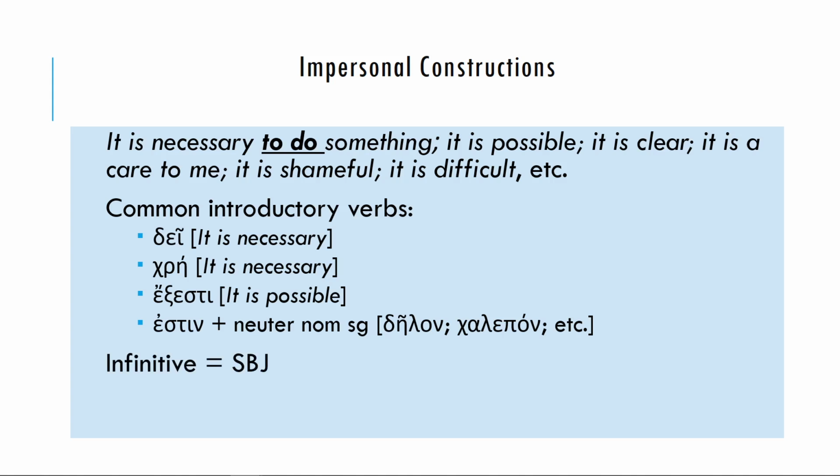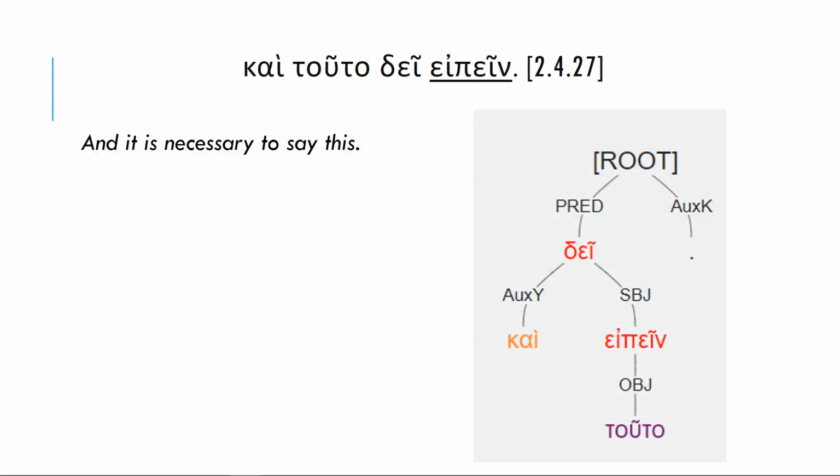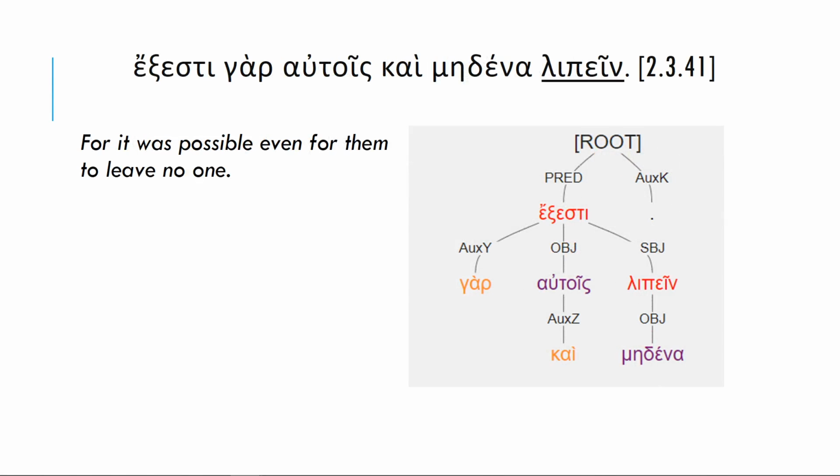Now, you often get an object on the main verb in the dative. It is necessary for me. It is possible for him. So this would hang on the main verb itself. So it is necessary to say this. The subject of the sentence is to say this is a necessary thing. So to say is your subject, but it itself has its own object. Dei is very, very common. Likewise, it is possible, even for them, to leave no one.